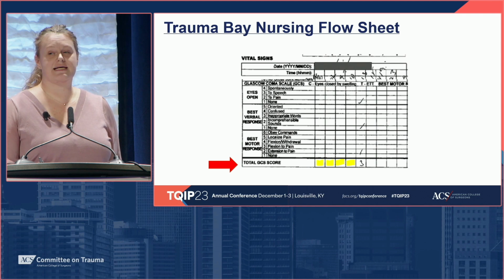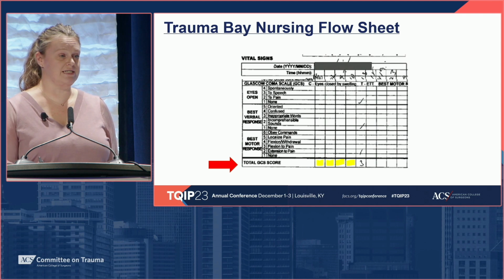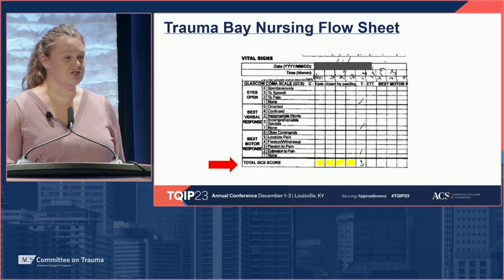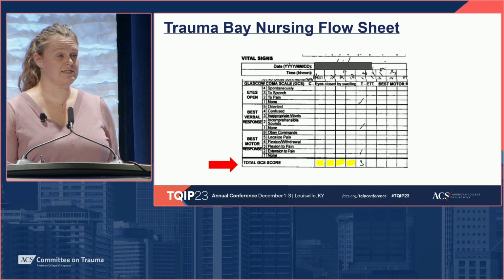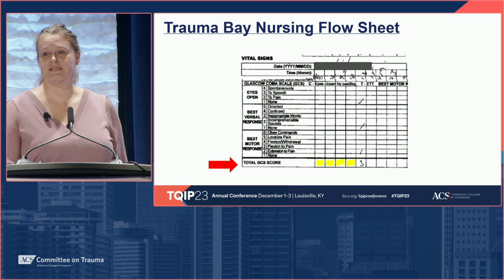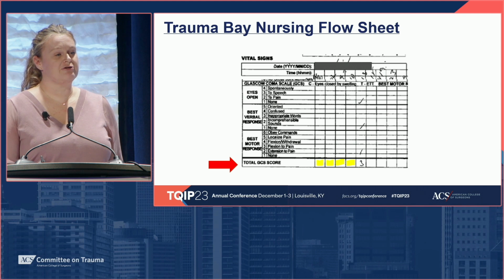So this is an example of a trauma bay nursing flow sheet. And for this patient, the first GCS wasn't documented until 43 minutes after the patient had arrived at our hospital. To which he said, okay, but every trauma patient receives a trauma team leader assessment note that includes vitals on arrival.